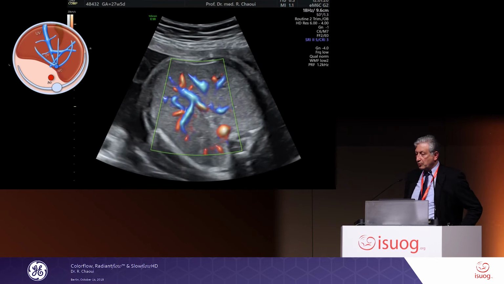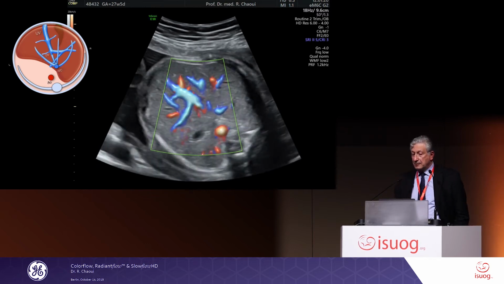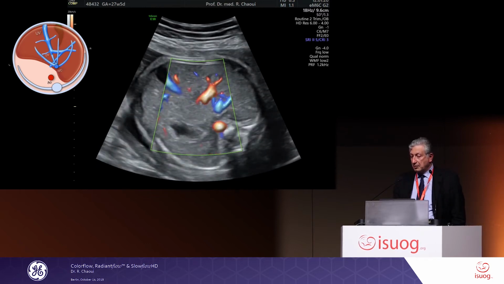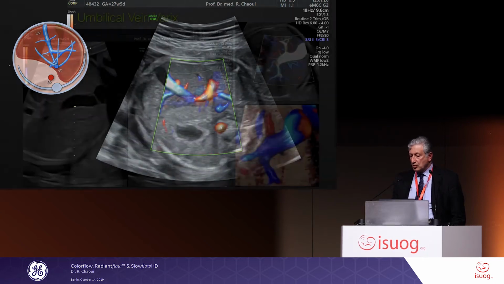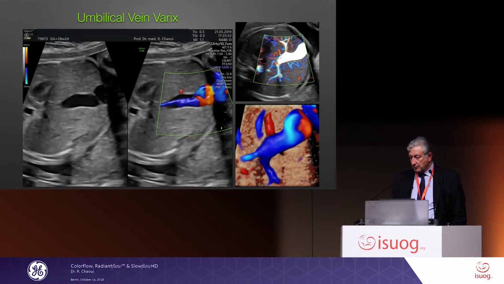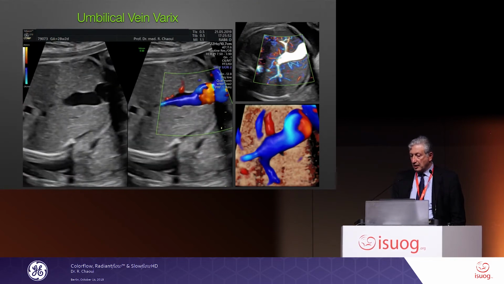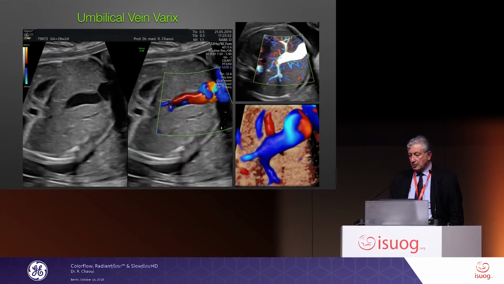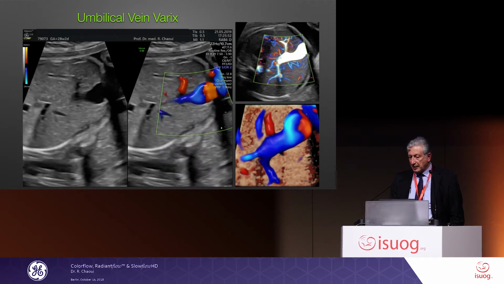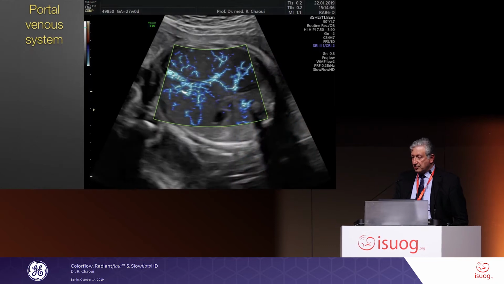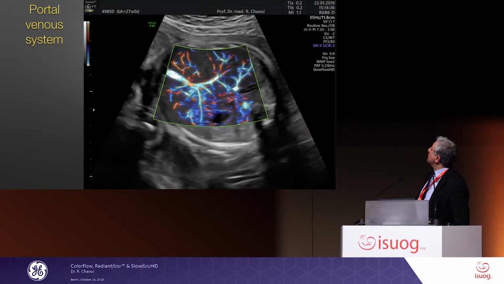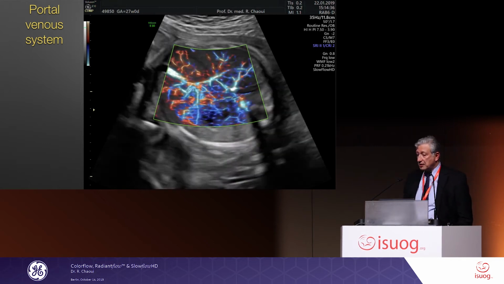Two to three years ago, we were using the Radiantflow with the electronic probe here. Now, if you switch to this, a case here with an abnormal umbilical vein dilation or ectasia. If you look at this picture, switching to the slow flow, very slow velocities, you see vessels that you don't know even exist.